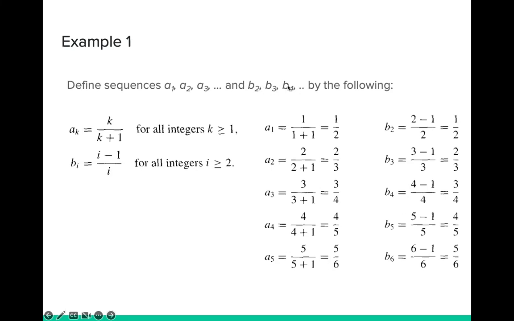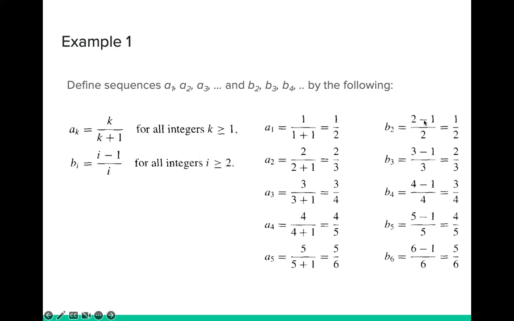Meanwhile, how can we obtain the value of the sequence b sub 2, b sub 3, and so on? We simply plug in each value of i into this formula, i minus 1 divided by i. So we have b sub 2. Why did it start with b sub 2? Because we have this restriction wherein the integers are greater than or equal to 2.